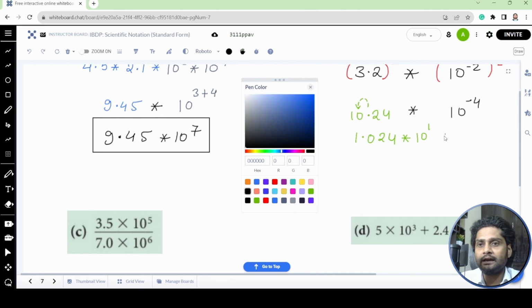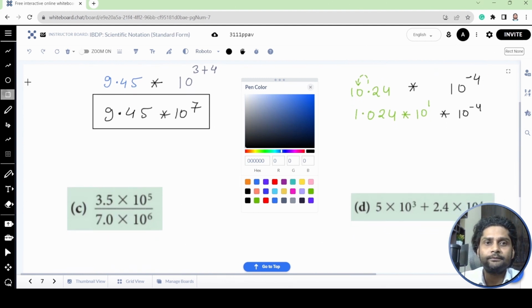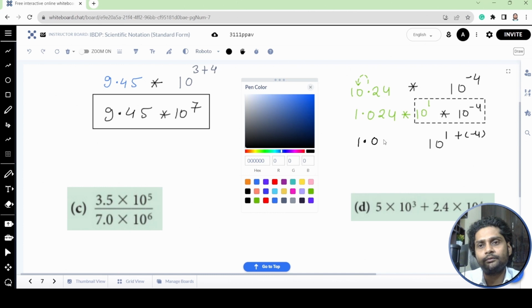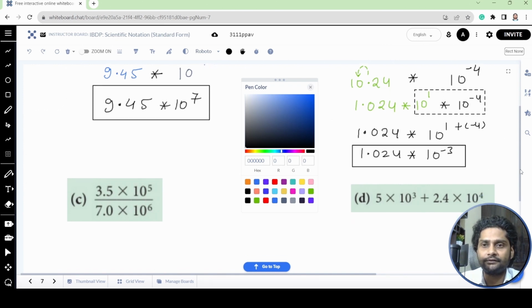Now we already had 10 raised to the power of negative 4. But now, students, we have to simplify these two exponents together in order to give the answer in the scientific notation. So no problem, we have the same base, the powers get added. We get 1 and then negative 4. 1 plus negative 4. We simplify that and we already have 1.024 here. We get finally 1.024 times 10 raised to the power of negative 3. This is your answer in the scientific notation or in the standard form.